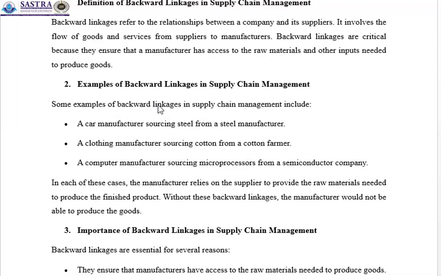Computer manufacturers source microprocessors or chips, RAM, everything from semiconductor companies or other companies for assembling. So in each of these cases, the manufacturer relies on suppliers to provide the raw materials needed to produce the finished product. Without these backward linkages, the manufacturer would not be able to produce the product. That's why nowadays materials are obtained directly from the suppliers.